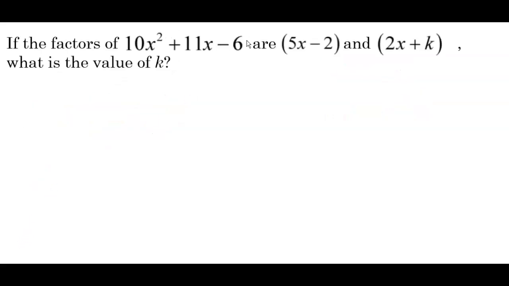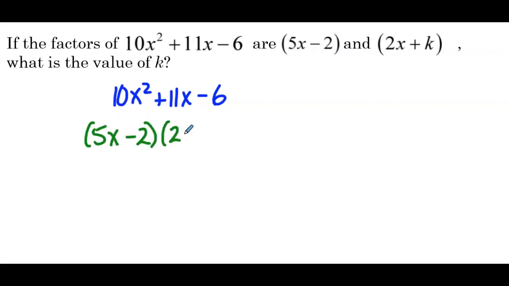Last example. If the factors of 10x squared plus 11x minus 6 are 5x minus 2 and 2x plus k, what is the value of k? So essentially, they're asking us to factor 10x squared plus 11x minus 6 and compare our factors with what they told us and see what we get. So 10x squared plus 11x minus 6. Now normally, because 10 and negative 6 are not prime, we would use grouping. But they already gave us one of the factors. So let's see if we can just figure out what the other factor is.